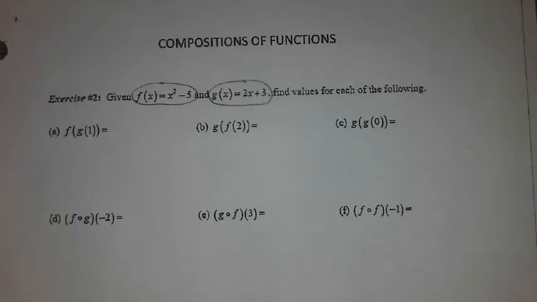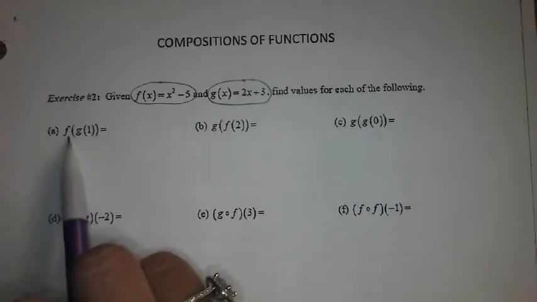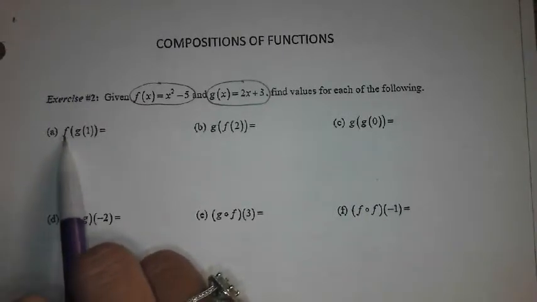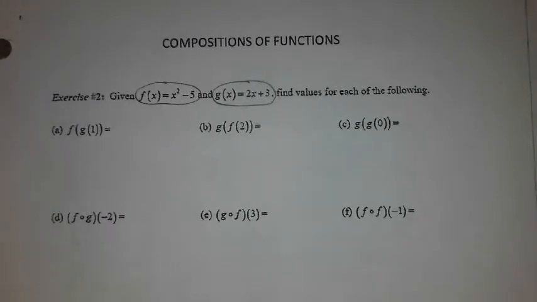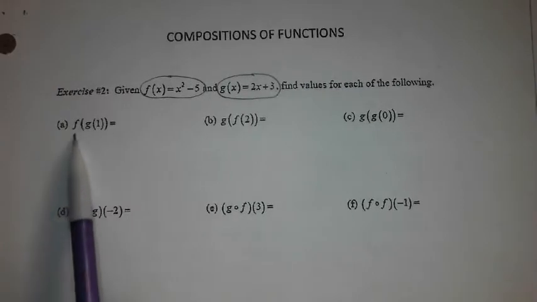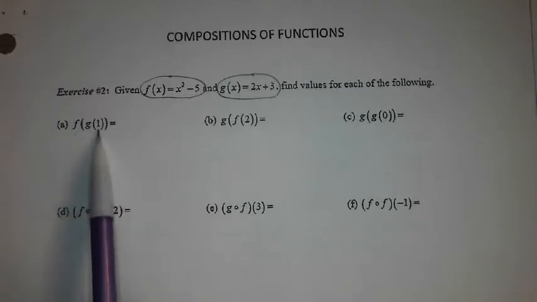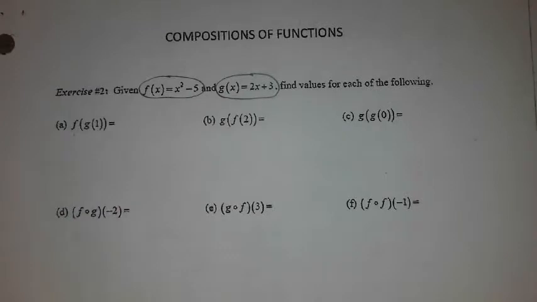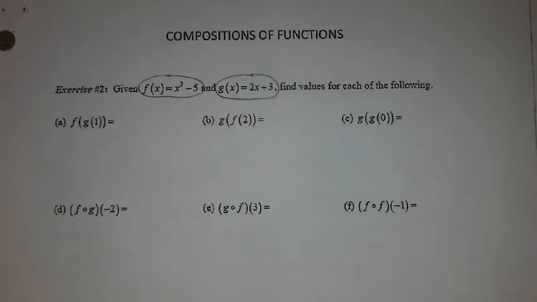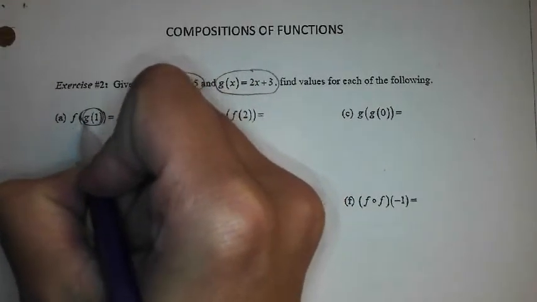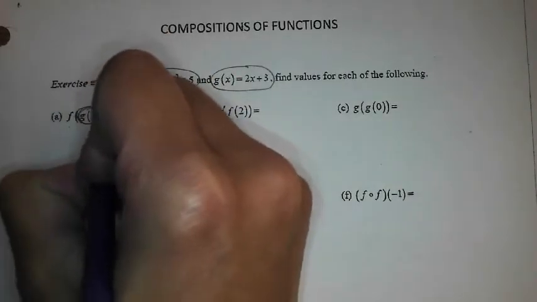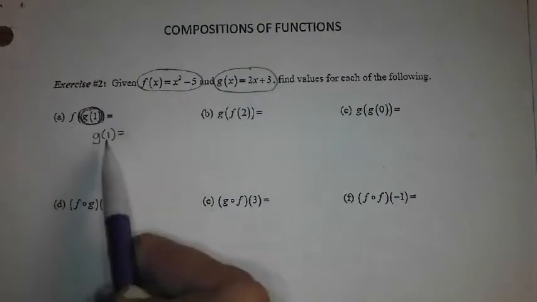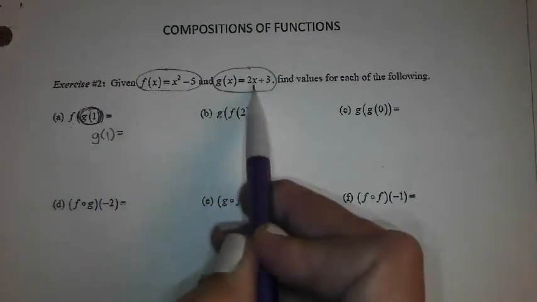So we're given an f of x function rule and a g of x function rule. This is a composition because it's combining multiple function notations within one problem. You would read this f of g of 1, and you work from the inside out. So the first thing we need to figure out is what is g of 1. If I take g of 1, that means I'm plugging 1 into the g function.